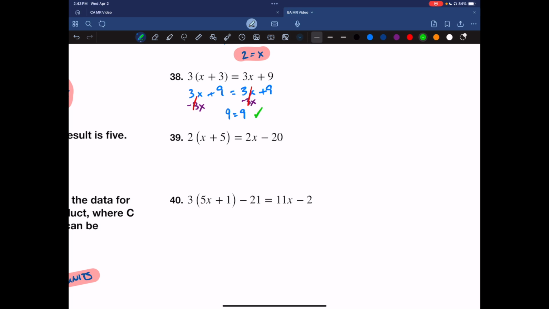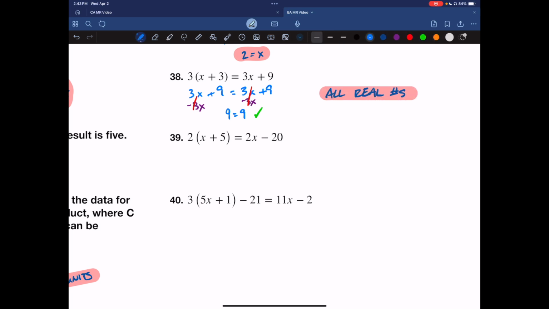In some cases, it doesn't. Not 9 equals 9, but you're going to end up with something that is a false statement. This is a true statement, so it works. So if it works, like it does here, that means no matter what I plug in for x, it's going to work. So this would be all real numbers. Contrary, if I end up with a false statement, then no matter what I plugged in, nothing would work, and that would be no solution. This one is all real numbers.